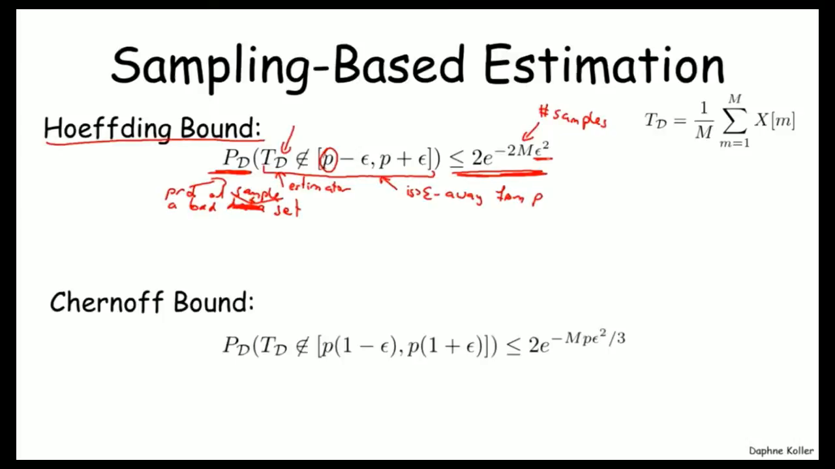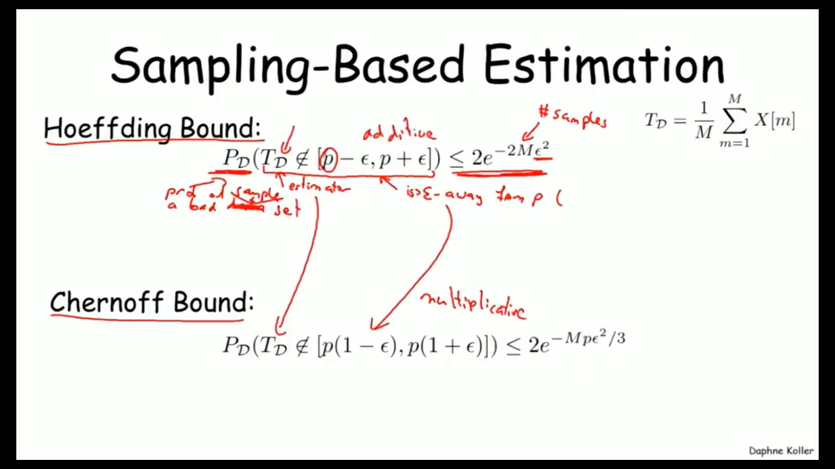The second bound that has a very similar form is the Chernoff bound. And the Chernoff bound has exactly that same composition. So here is our estimator again. And here, this is epsilon away from P, but whereas this was an additive distance, this is a multiplicative distance. So this is P times 1 minus epsilon as the lower bound, and P times 1 plus epsilon is the upper bound.